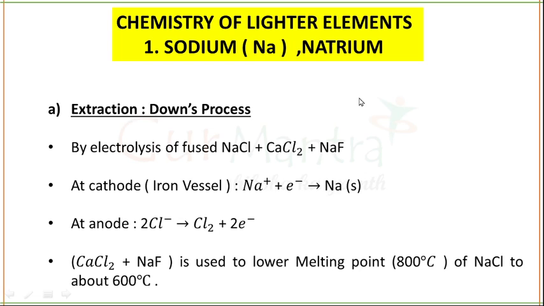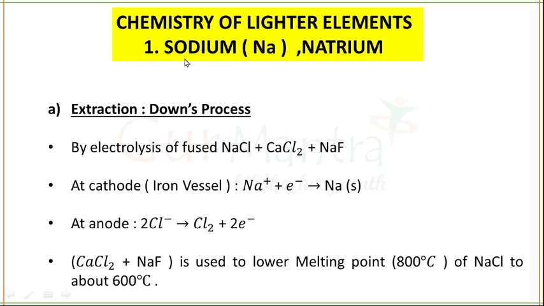The S block elements of the periodic table are those in which the last electron enters the outermost S orbital. The group 1 elements of the periodic table consist of lithium, sodium, potassium, rubidium, cesium and francium. As you know, in group 1 elements, francium is the radioactive element with the half-life of 21 minutes. Now we are going to study about the different compounds of group 1 elements, about the chemistry of lighter elements.